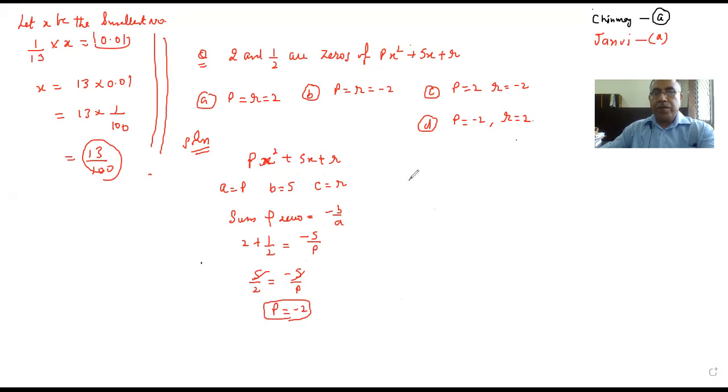Now product of zeros is c upon a. So my c is r, my a is p. P I have already calculated, this is -2. So 2 goes, 1 is equal to this. P and r both are -2. So B is the correct answer.